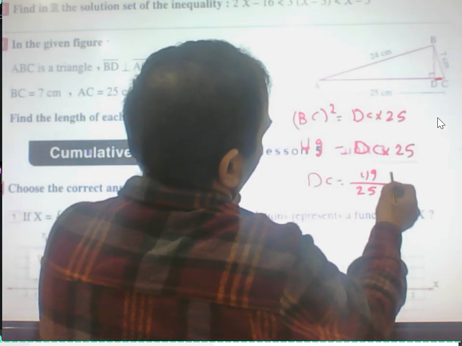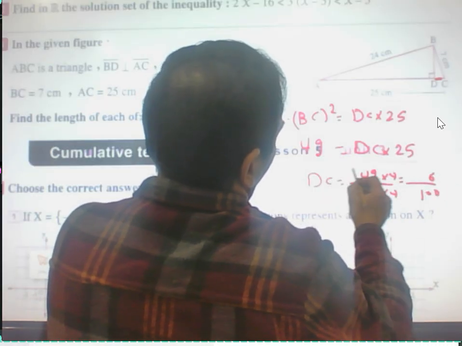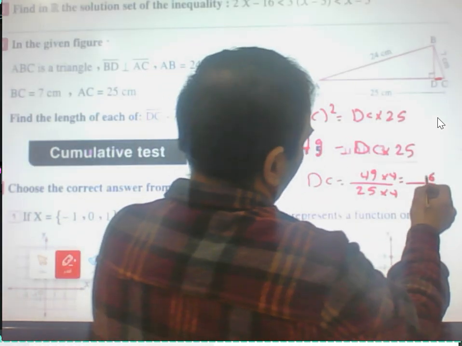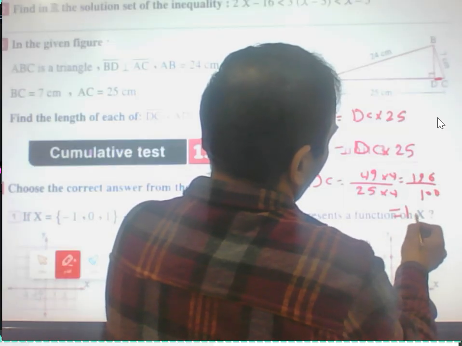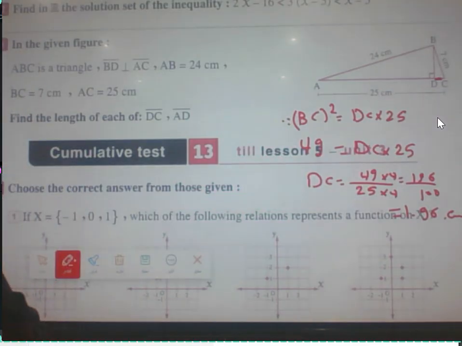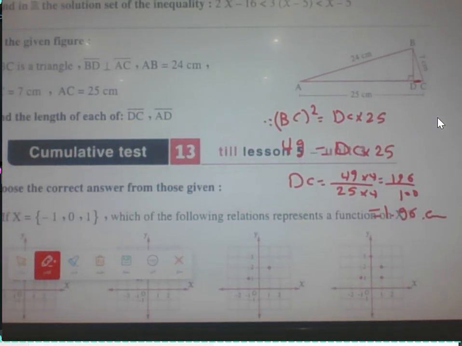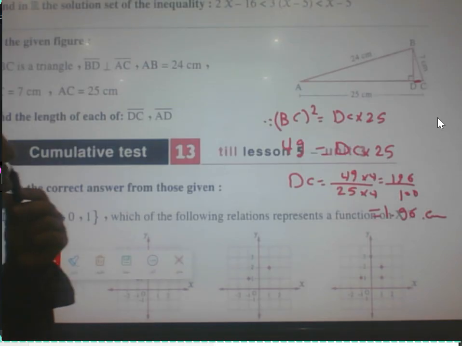We can multiply by 4 using the calculator to find the answer here. 4 times 9 is 36, write 6 and carry 3. 4 times 4 is 16 plus 3 equals 19. And the result will be 1.96 centimeters. Okay, you can use a calculator to find the answer. Then the answer will be 196 divided by 100, which is 1.96. We can use the calculator again: 49 divided by 25. The result will be 1.96.